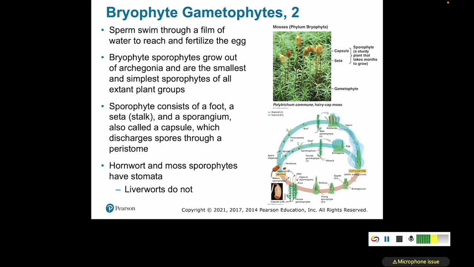So, bryophyte sporophytes grow out of the archegonia, and they're the smallest and simplest sporophytes of all extant plant groups. The sporophytes have a foot, a seta, which is a stalk, that's what these stalks are, and a sporangium. The sporangium is also called the capsule here, and that will discharge spores. Hornwort and moss sporophytes have stomata, but liverworts do not.